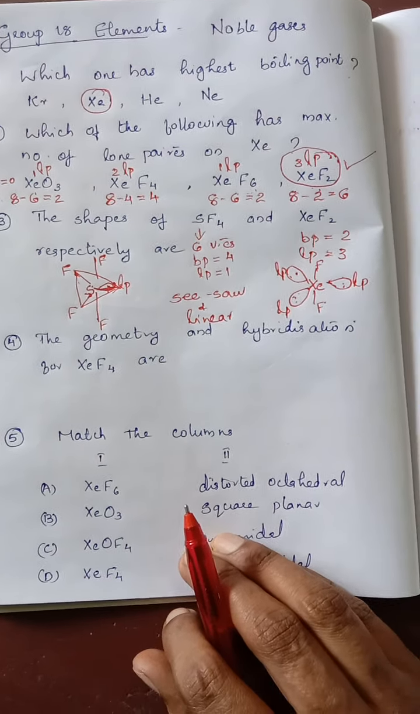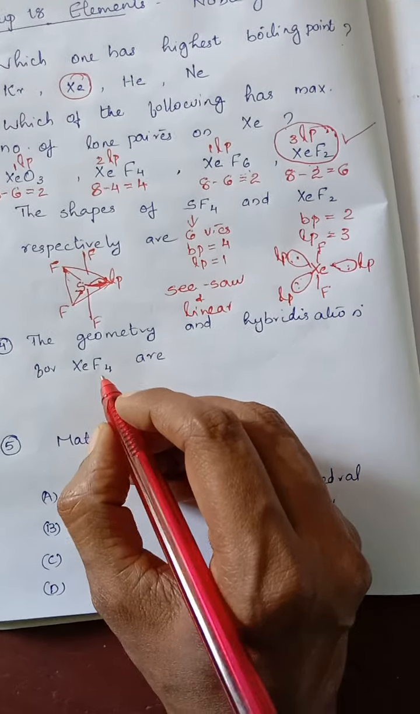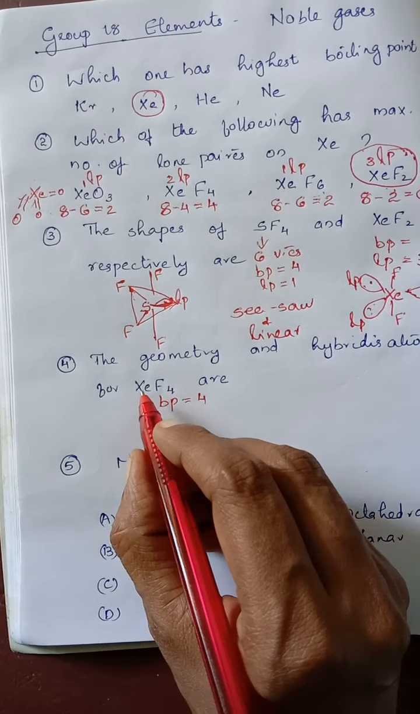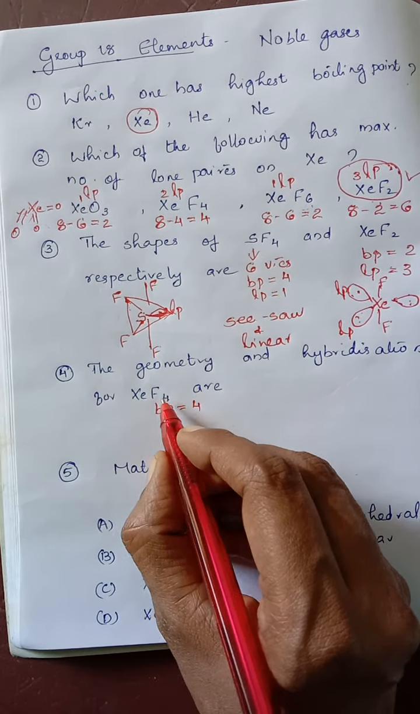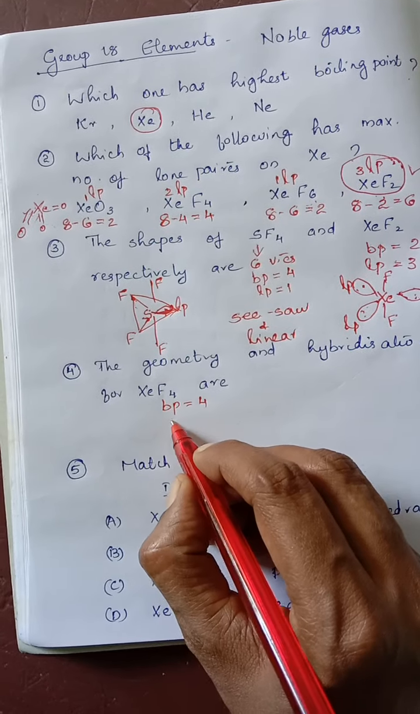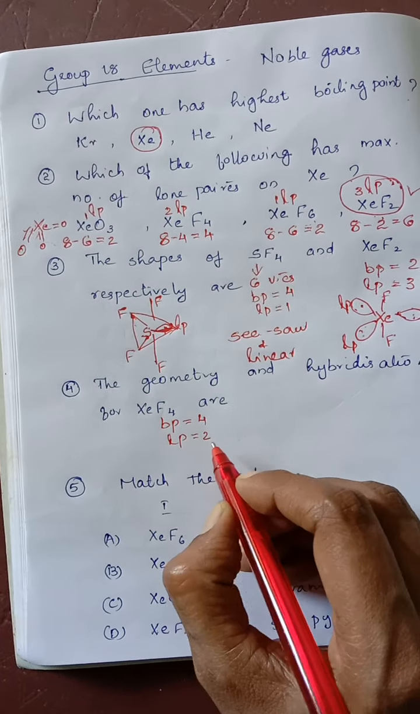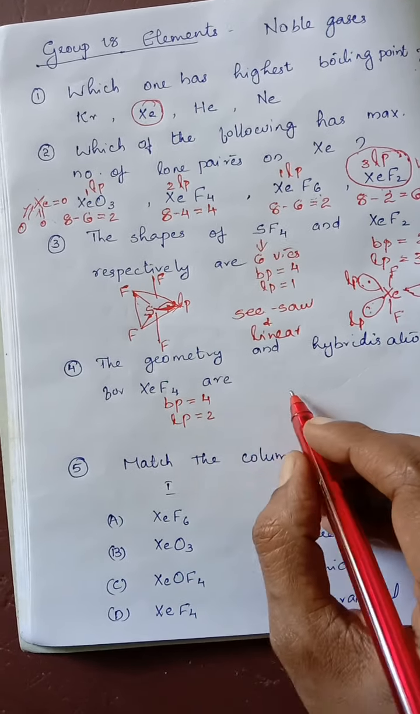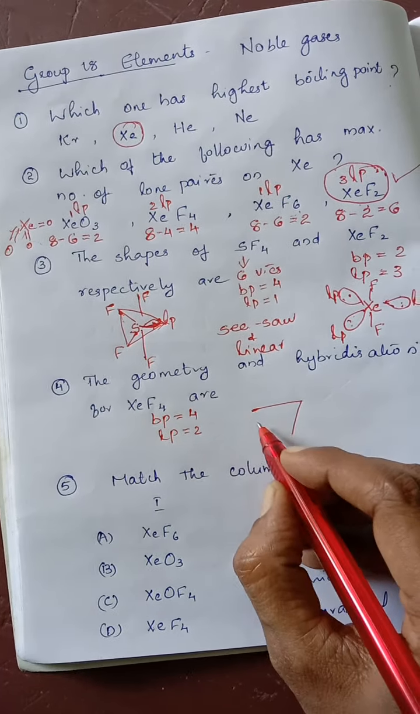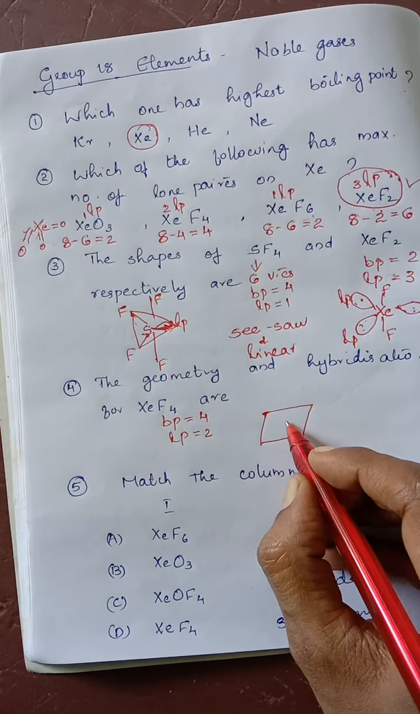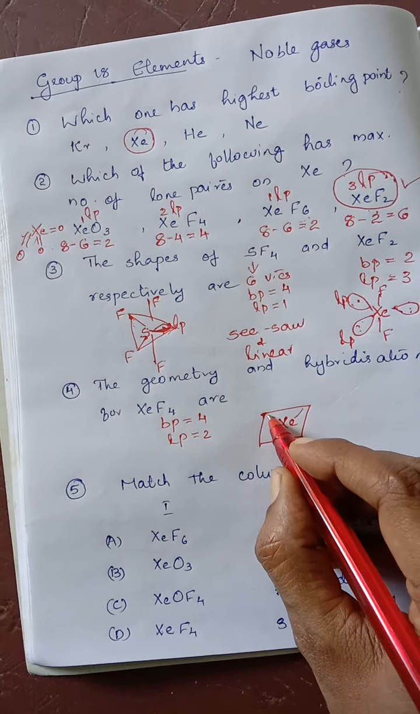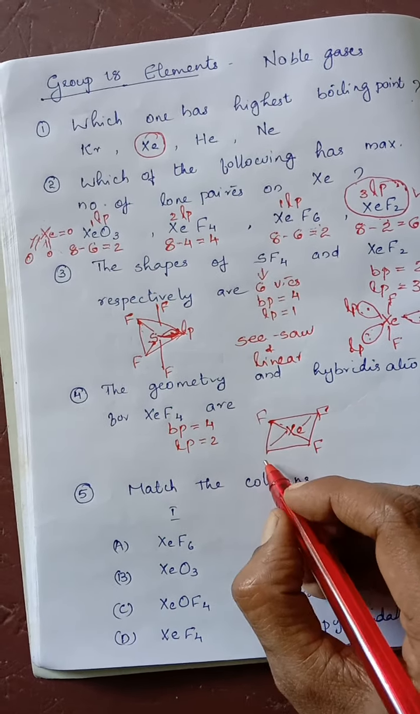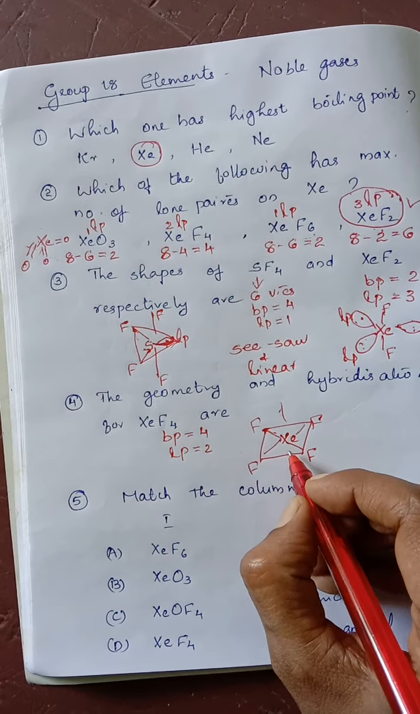The geometry and hybridization for xenon tetrafluoride. In xenon tetrafluoride, there are 4 bond pair electrons, and after using 4 electrons for bonding, the remaining 4 non-bonding electrons mean 2 lone pairs. The total electron pairs are 6. If all the 6 electron pairs were bond pairs, the geometry would have been octahedral. But here 2 of the electron pairs are lone pairs. They would occupy the axial positions.